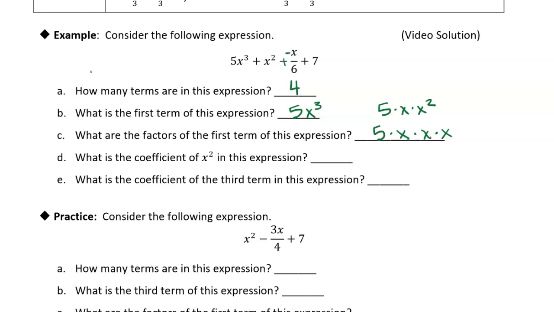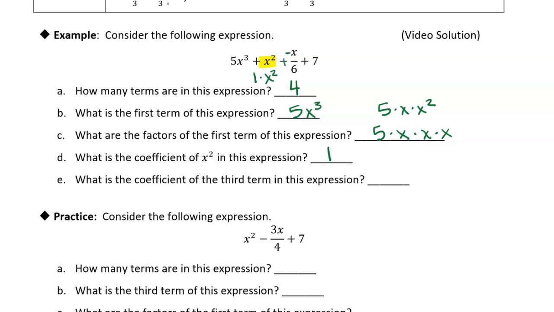All right, what's the coefficient of the x squared? Coefficient of x squared in this expression. All right, so here's our x squared term. Doesn't look like there's any coefficient, but remember that we can always write this as 1 times x squared. So the coefficient of the x squared term is just 1.